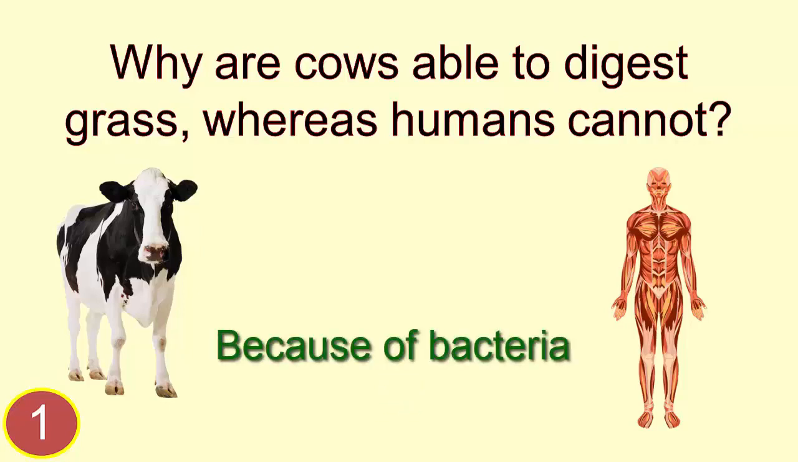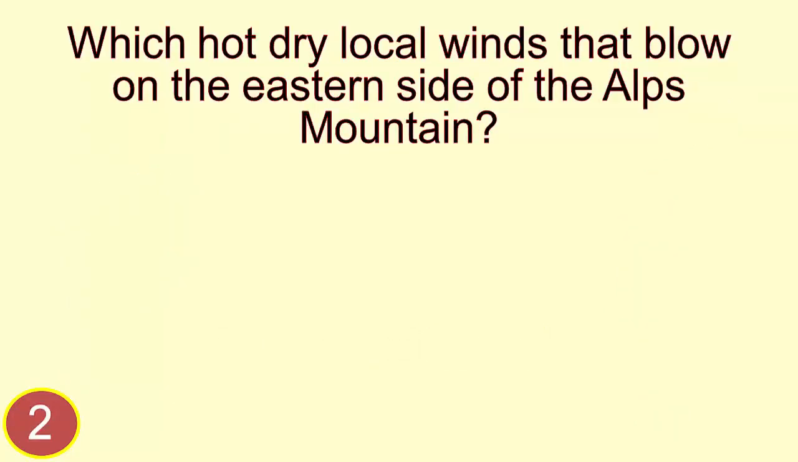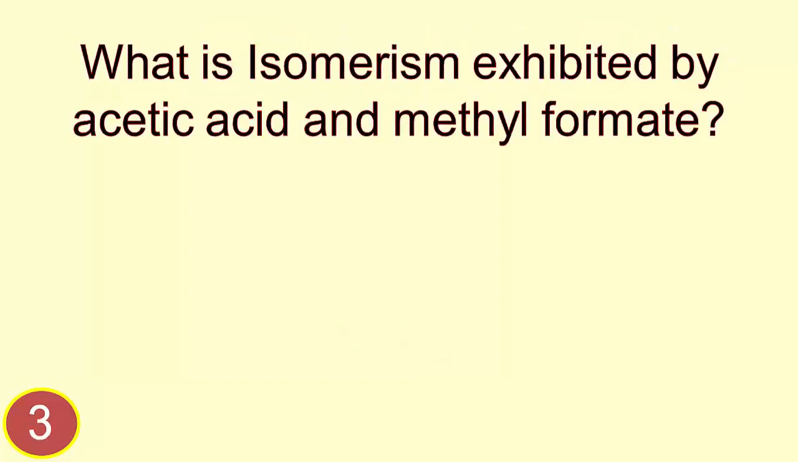Because of bacteria. Actually, cows cannot digest grass. It's the bacteria that live in the stomach of cows that help them to digest it. Which hot dry local wind blows on the eastern side of the Alps mountain? Answer is Foehn. What is the isomerism exhibited by the acetic acid and methyl formate?